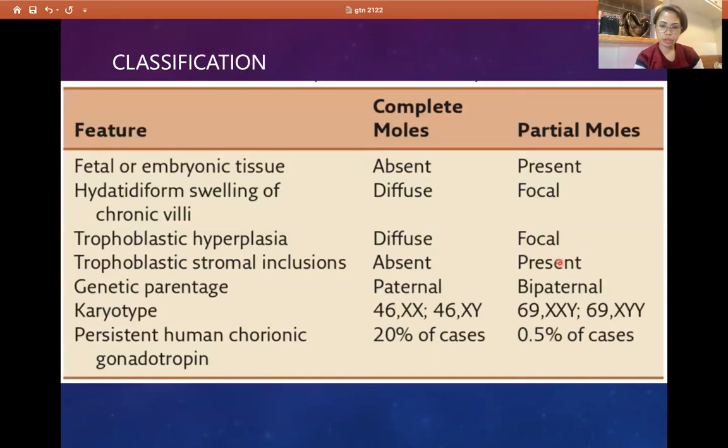And as I mentioned earlier, partial moles are bipaternal. There are two sperm, no? There are two sperm and one maternal gene. Karyotype: complete mole is still a diploid, while the partial mole is a triploid. Here, the last feature, the persistent human chorionic gonadotropin, usually occurs among complete moles, but very rarely among partial moles.